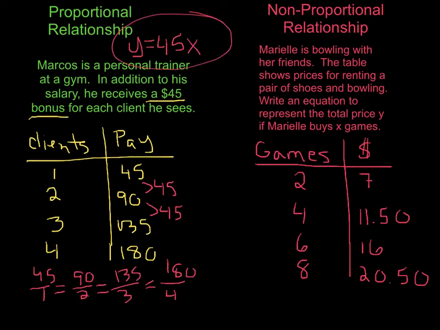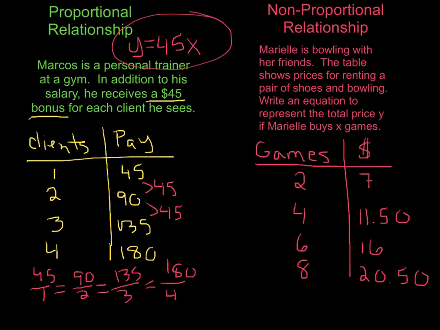In this next example, it says that Marielle is bowling with her friends. The table shows prices for renting a pair of shoes and bowling. Write an equation to represent the total price y if Marielle buys x games. So 2 games cost $7, 4 games $11.50, 6 $16, 8 $20.50.